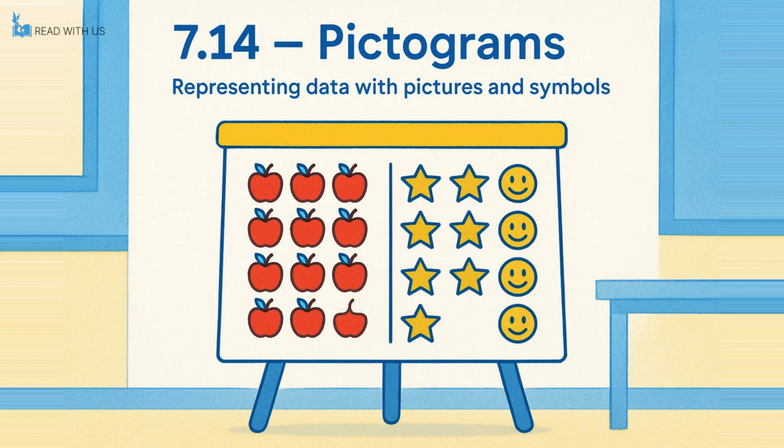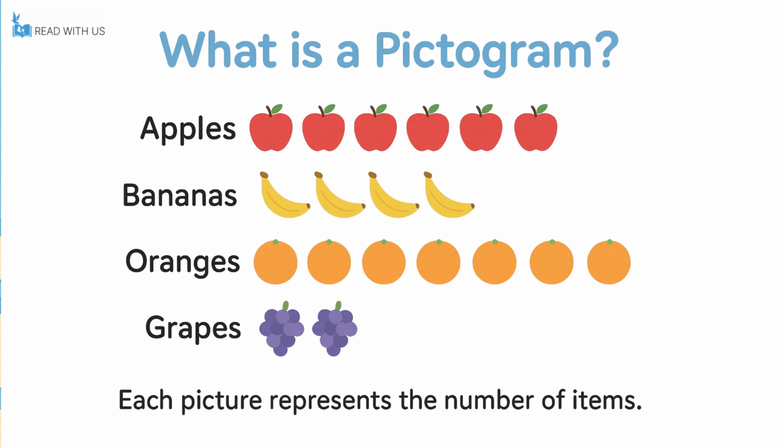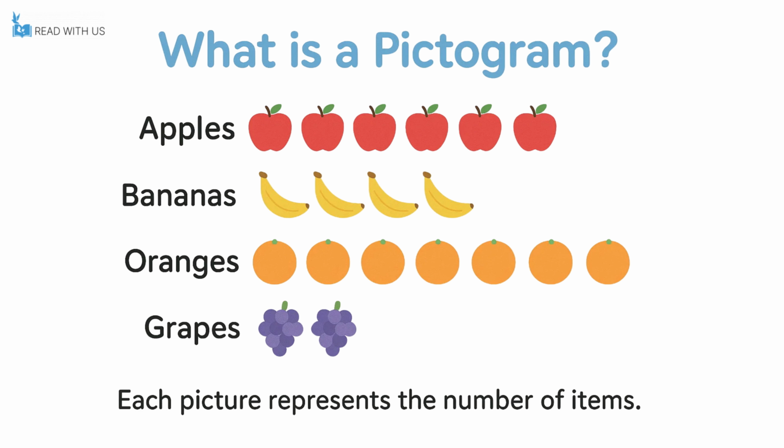In this lesson we are learning about pictograms. Pictograms are charts that use pictures or symbols to represent data. Each picture stands for a certain number of items. For example, one picture might represent 2 apples or 5 students. Pictograms are great for showing simple data in a fun and visual way. They make it easy to compare quantities and understand information quickly.